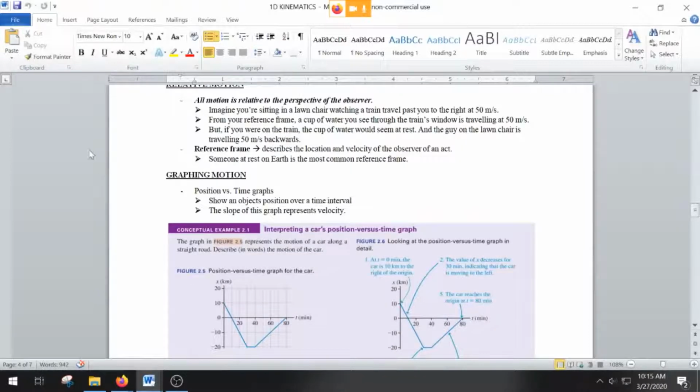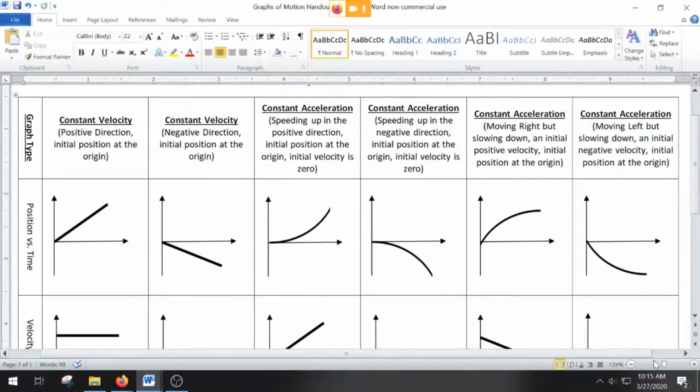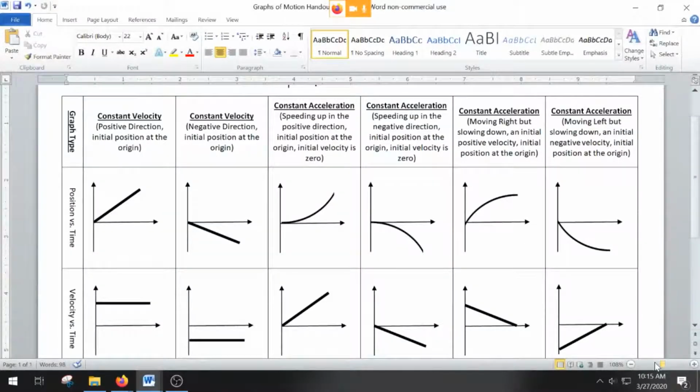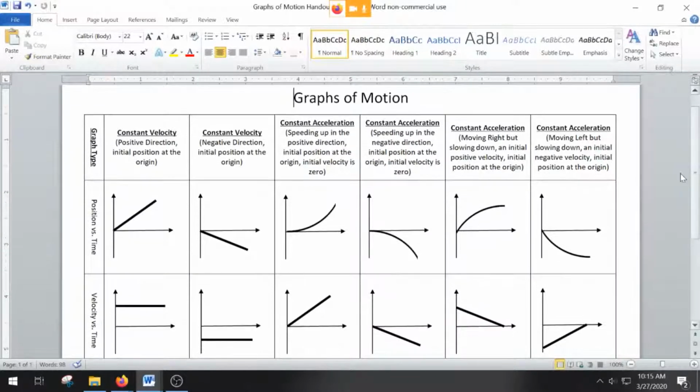All right, so this is the big part I do want to hit, which is graphing. I'll put this document up on the website underneath the Kinematics notes, just so you guys have access to this, because this is a nice little summary of your position-time, your velocity-time, and your acceleration-time graphs. So if we're looking at position versus time graphs, there are a few things you've got to remember.